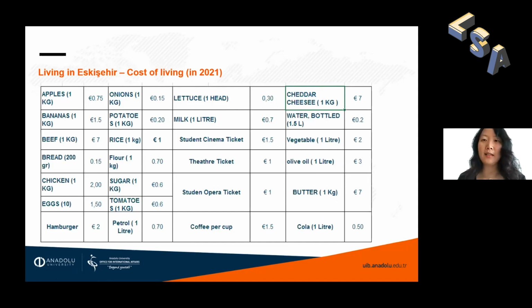Here is a list of maybe the cost of living this year. These are the things international students might need. As you can see, Eskişehir is really not such an expensive city.